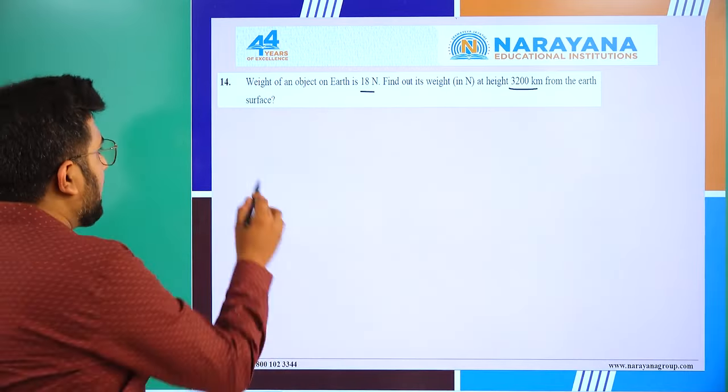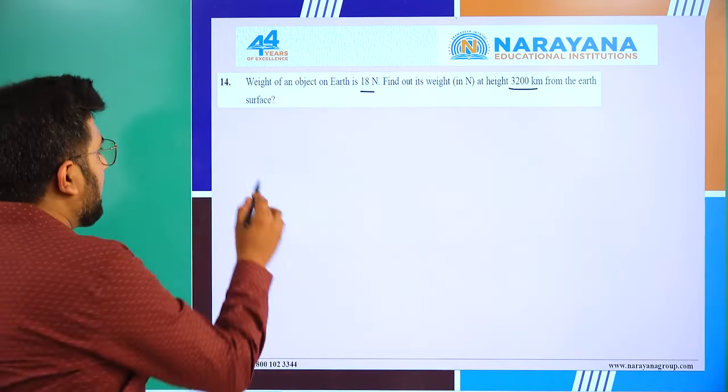So g surface by g h equals GM by R square divided by 4GM by 9R square. So I can write this as 9R square by 4GM. GM R square cancelled. That means the gravity at height h is 4 by 9 times the gravity on the surface of earth. So if I multiply it with mass, then according to the question this value is 18 Newton.